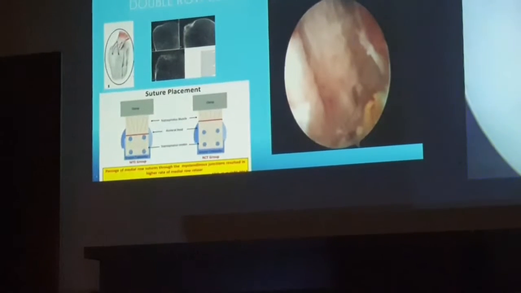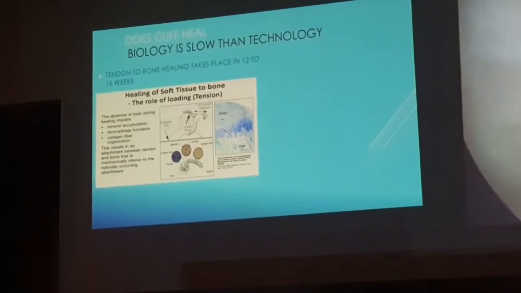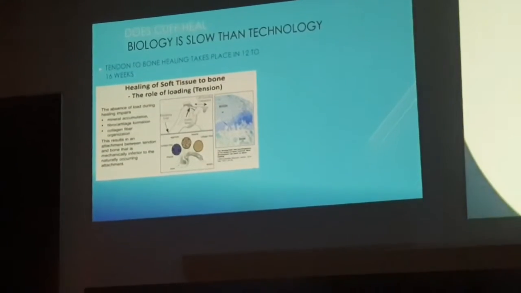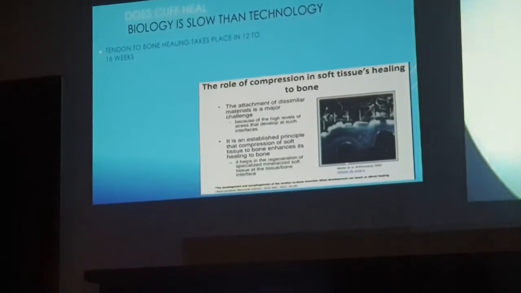So your suture has to be within the substance of the tendon. As we know, the healing of the cuff is on the bone, so it's a bone to tendon healing. It takes about 12 to 16 weeks to heal. It's very important to understand the role of tension when you're going to repair, and the role of compression. So you need to follow both these principles when you're going to do your rotator cuff repair.